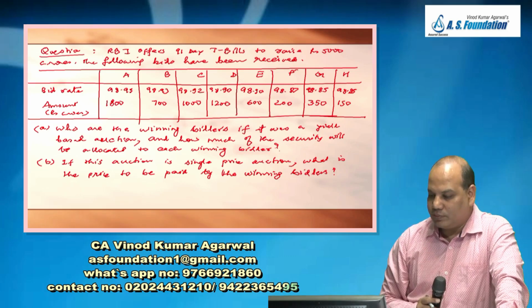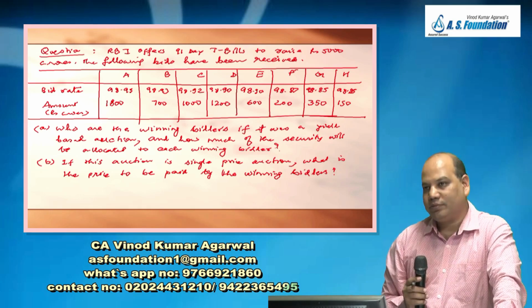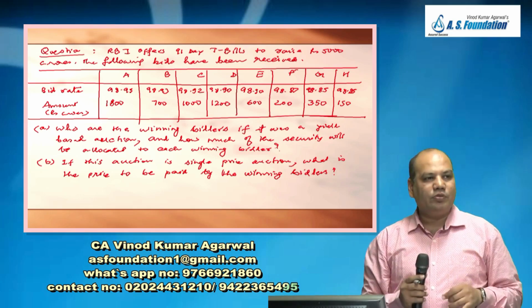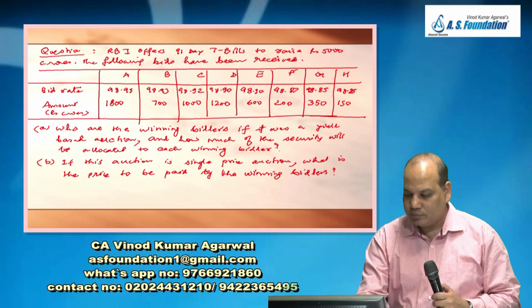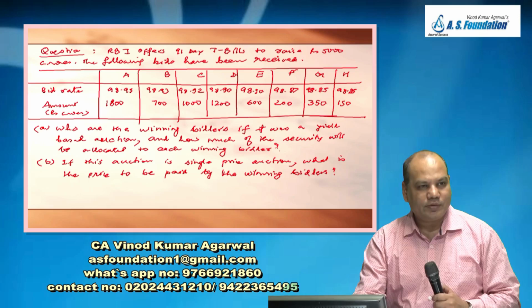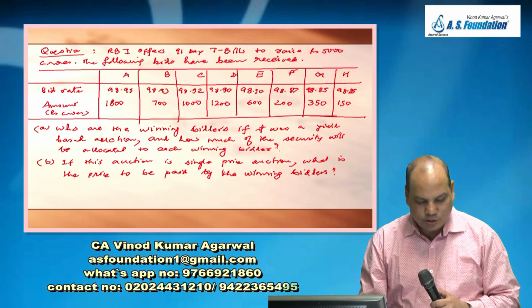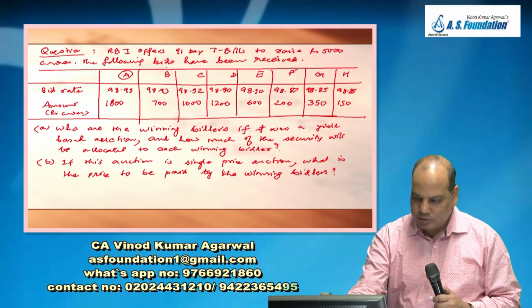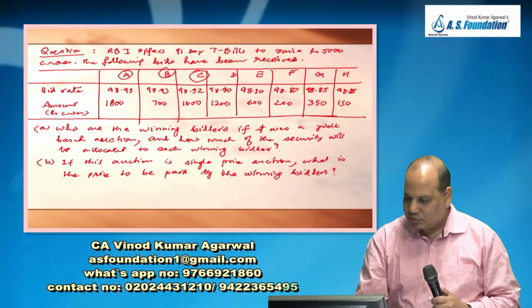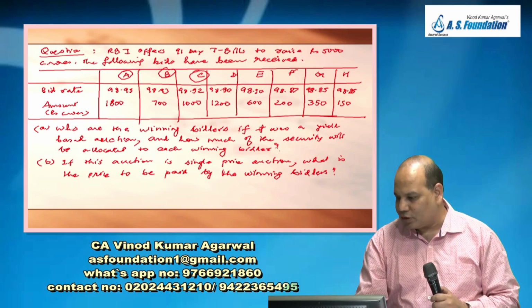In first case, who are the winning bidders if it was a yield based auction, and how much of the security will be allocated to each winning bidder? How much funds we want to raise? 5,000. So we have to first issue to the one who is willing to pay the highest price. So just check who is willing to pay the highest price. A, then B, then C. Okay, is it arranged in the descending order already?